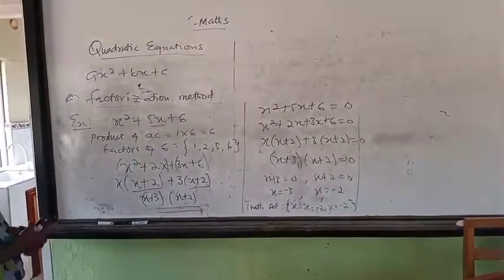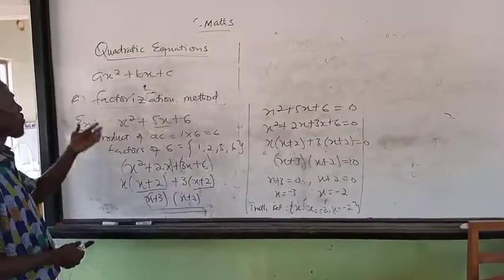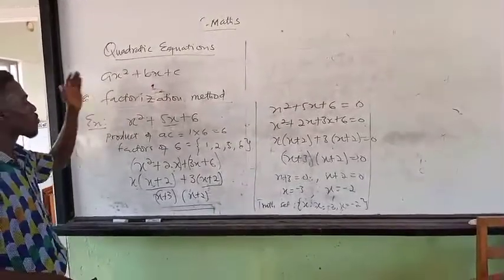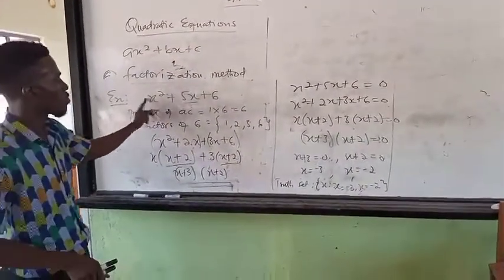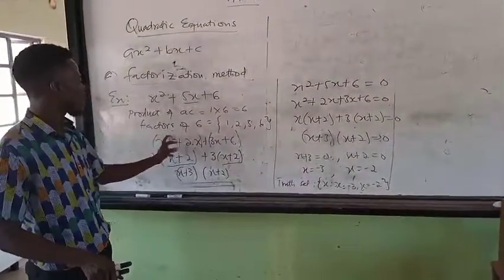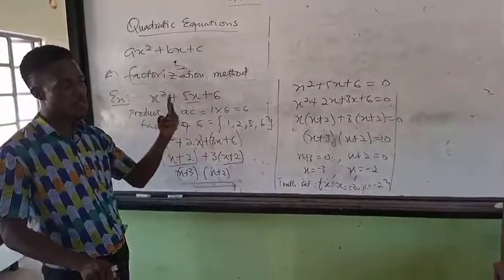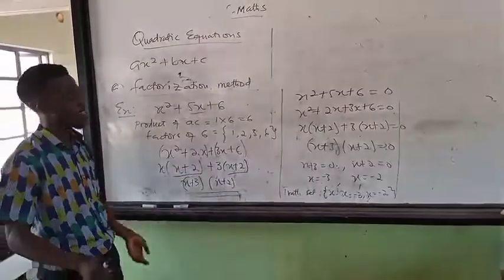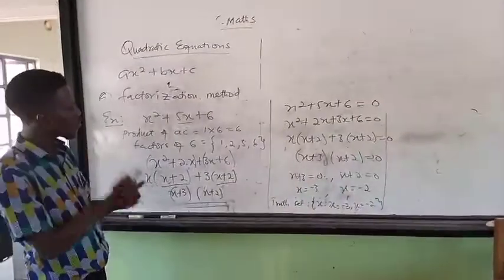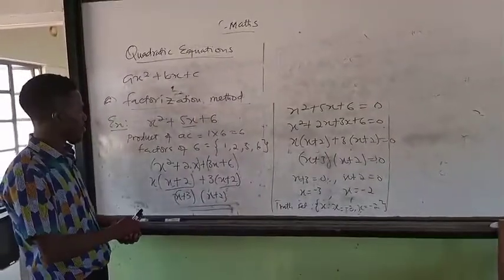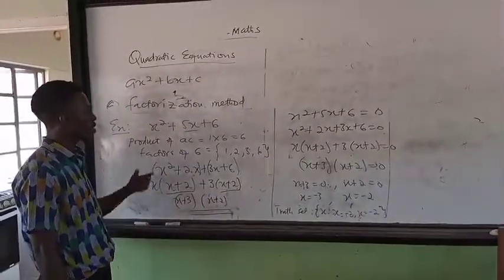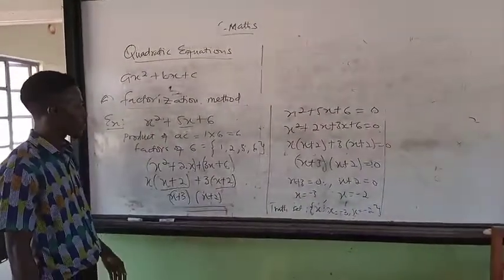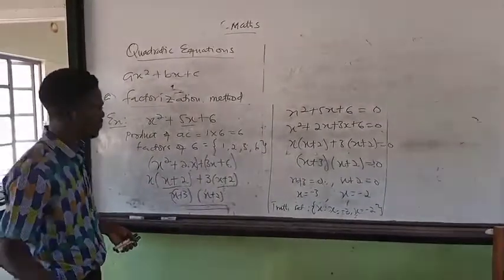And this is what we call the factorization method. First of all, you need to find the product of AC. After finding the product of AC, the coefficient here is 1, so 1 times 6 is 6. Find the factors of 6. You pick two numbers from it that when you multiply, you get 6, and when you add or subtract, you get 5. But here in our case, we have positive 5, so we need to add alone. So when you add 2 plus 3, you are going to get 5. So you work it out from there.